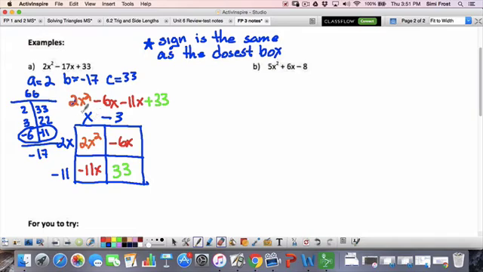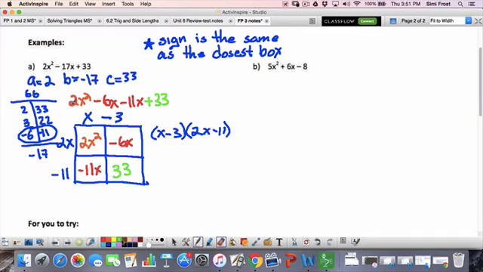Okay, now I just need to put these together in parentheses. So I have my binomial up top, which is x minus 3. And my binomial off to the side, this negative 11 tells me how to connect my two terms. So it's 2x minus 11. There we go.